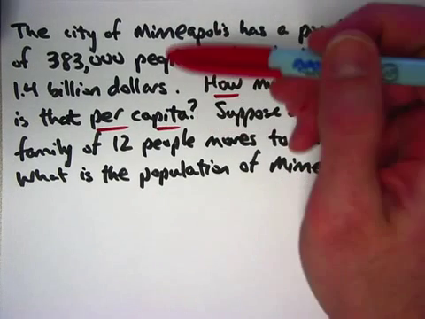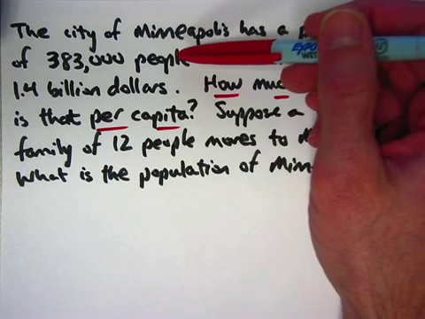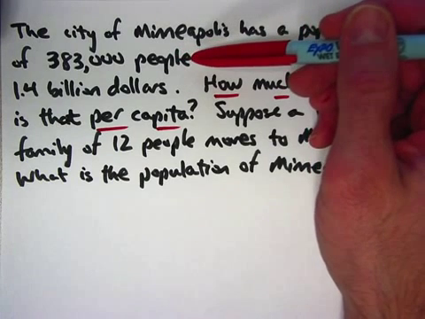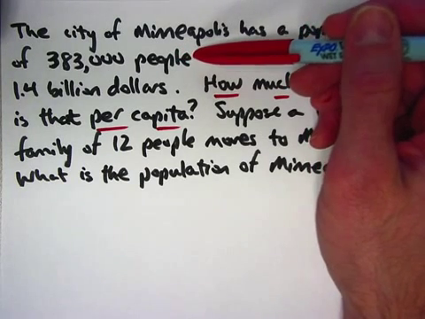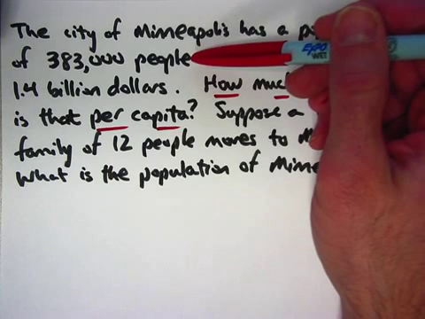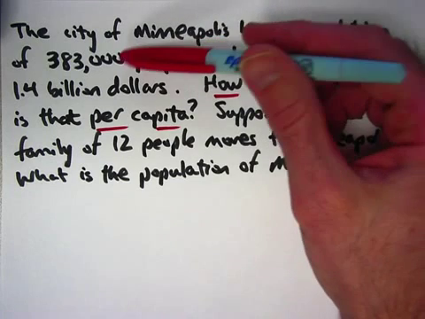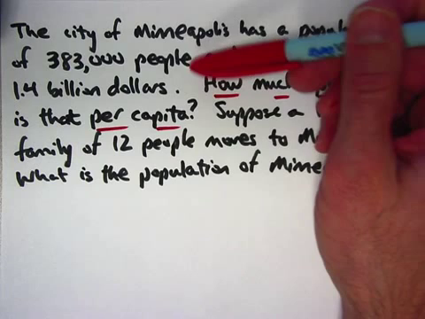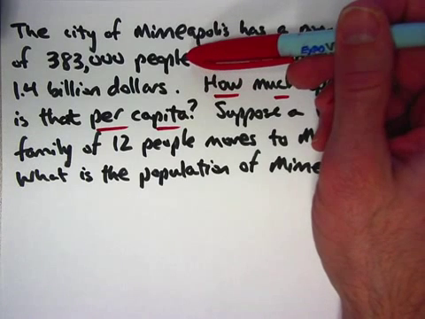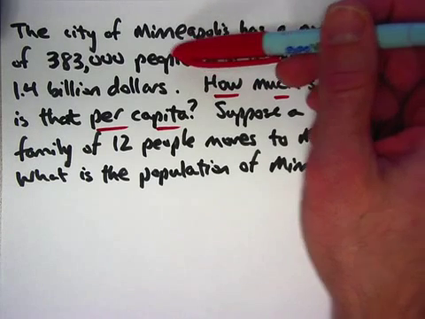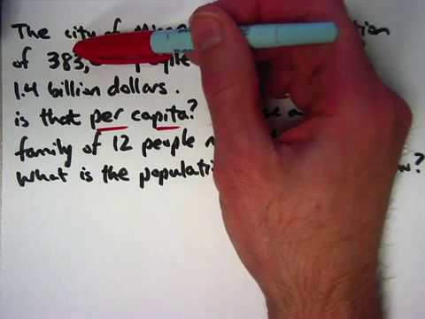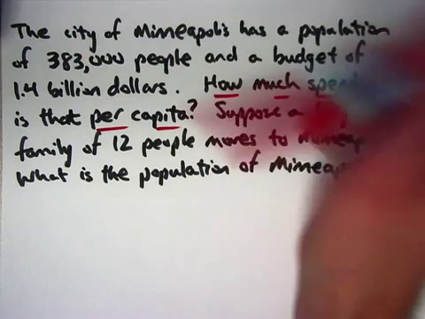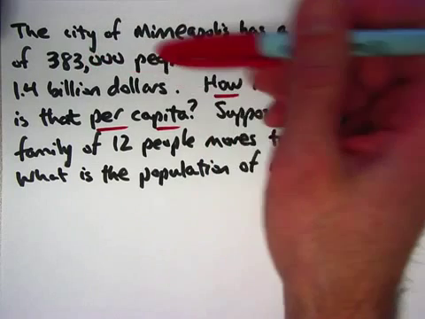Think about the numbers. 383,000 people. Does Minneapolis have exactly that many people? No. This is an estimate based on a census that was done a couple of years ago. I've rounded to the nearest thousand as far as how precise this number is. You would say it's precise to the nearest thousand. It's got 3 significant digits. The 3, 8, and the 3 there are significant. I'm assuming those are right.